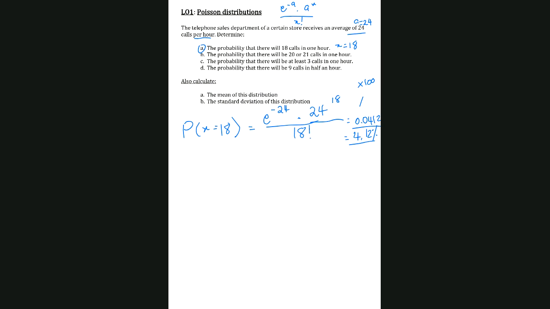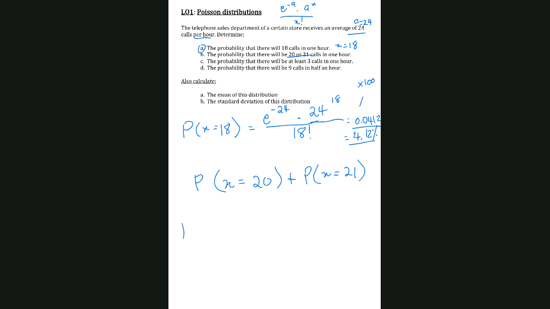Okay, so question B then says the probability that there will be 20 or 21 calls in 1 hour. This is saying to you that they want you to substitute the first time around for the value of x 20, and then you're going to add to this whenever they say one or the other. It means you will be adding, so substituting then 21 in place of x. So you're going to substitute 20 and then 21 in place of x into the formula, and you're going to add up the values once you have done so.